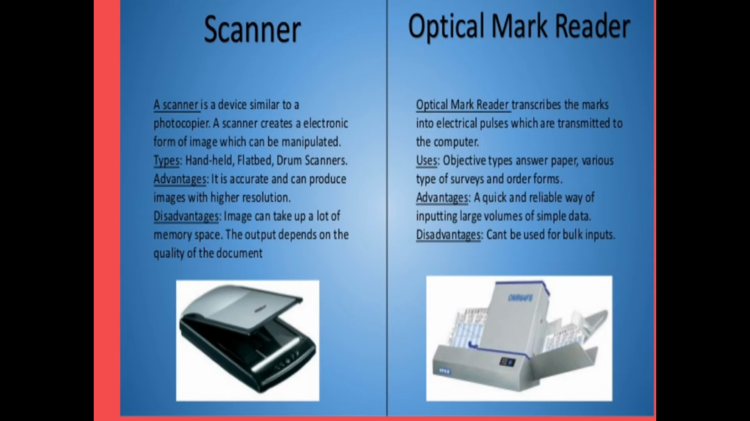Then the OMR, that is optical mark reader. An optical mark reader describes the marks into electrical pulses which are transmitted to the computer. Uses of the optical mark reader are objective type answer papers, various types of surveys and order forms. The advantage of OMR is it is a quick and reliable way of inputting large volumes of simple data, and the disadvantage is it can't be used for bulk inputs.